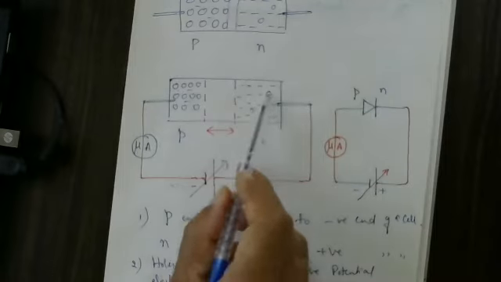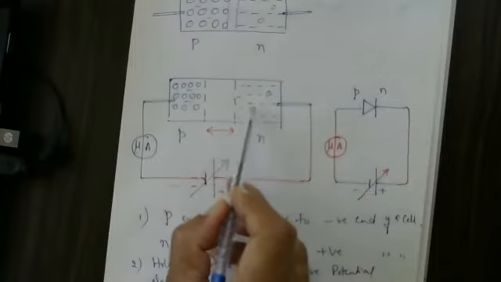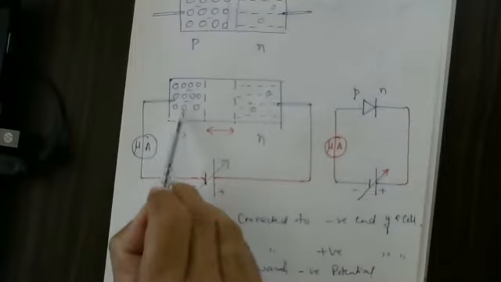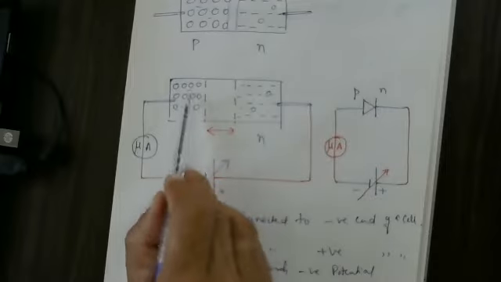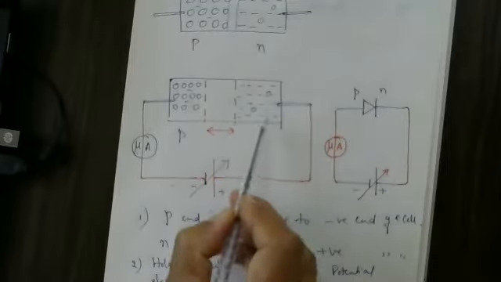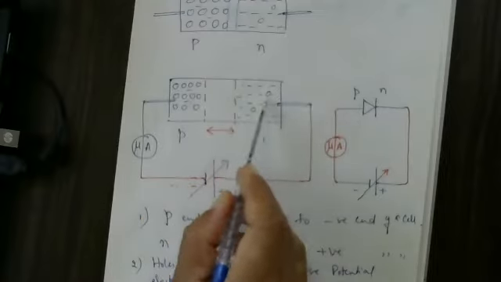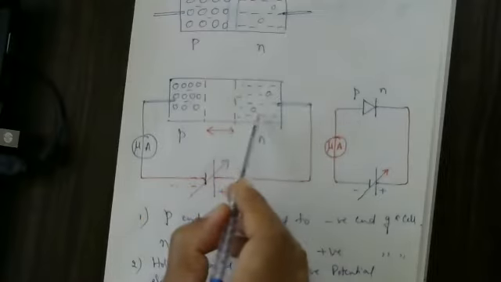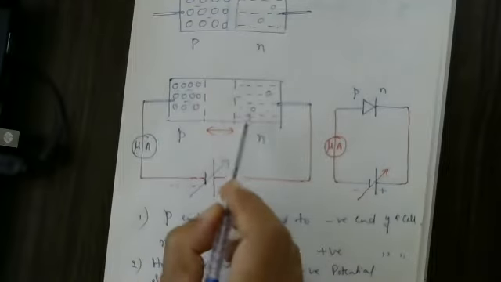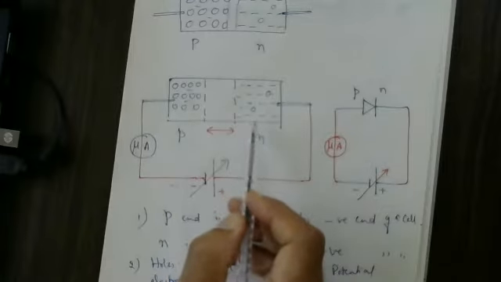These minority charge carriers are combining here. Recombination of holes and electrons takes place in N variety and P variety. Due to these minority charge carriers, there is a current. But that current is a very, very small amount of current. That current is called the reverse saturation current.